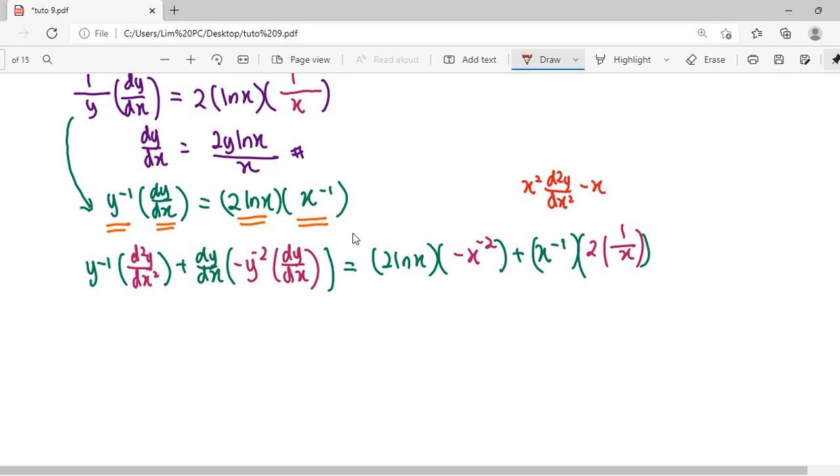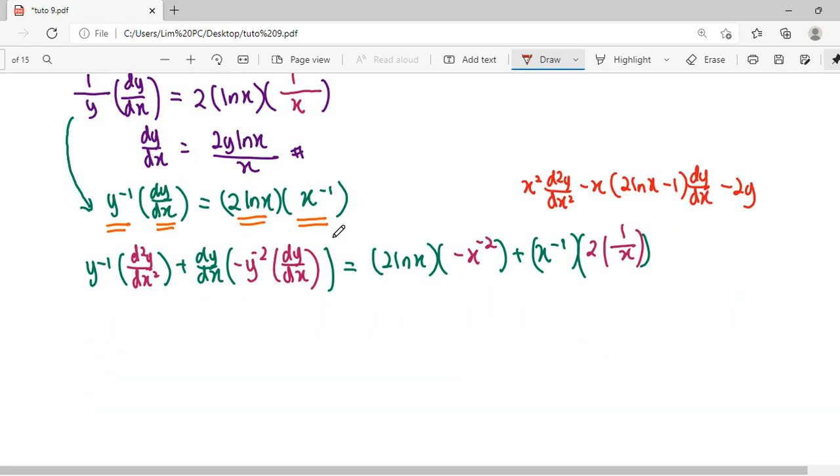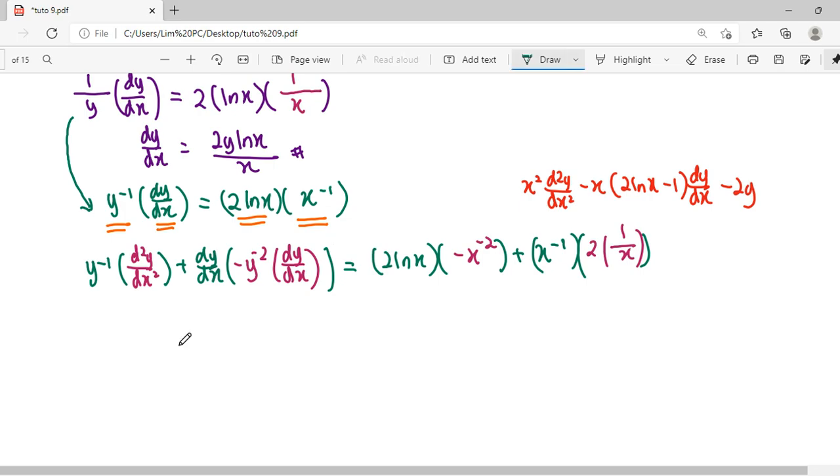Minus x in the bracket 2 ln x minus 1. Y prime means dy dx. Then minus 2y. So this is the part. We have to multiply this and then to get the answer that we want. Okay, y double prime. Alright. So in order to multiply until that part, we're going to simplify what we have here. So this is 1 over y d2y dx squared.